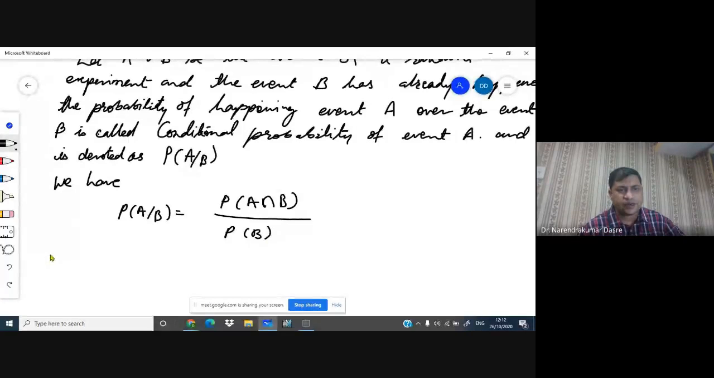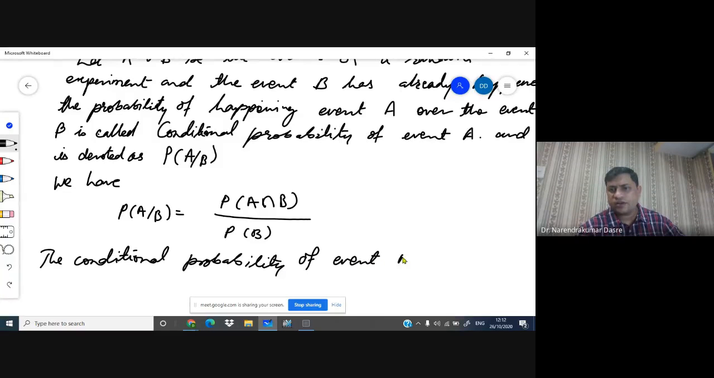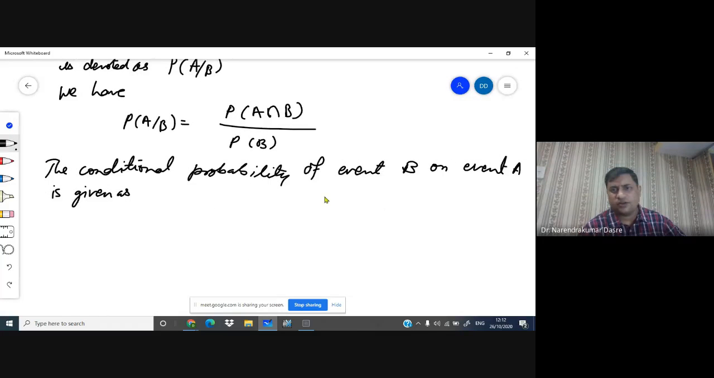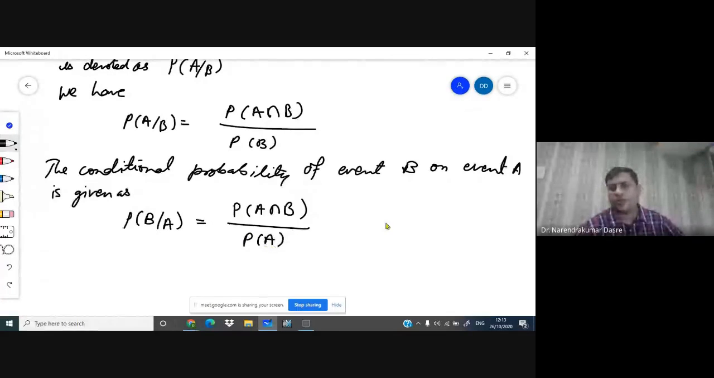Then again, we can have the conditional probability of event B on event A. Similarly, we can find the conditional probability of the event B on A. So probability of B on A is equal to probability of A intersection B upon probability of A. Since A intersection B is the same as B intersection A, we can write it like this.